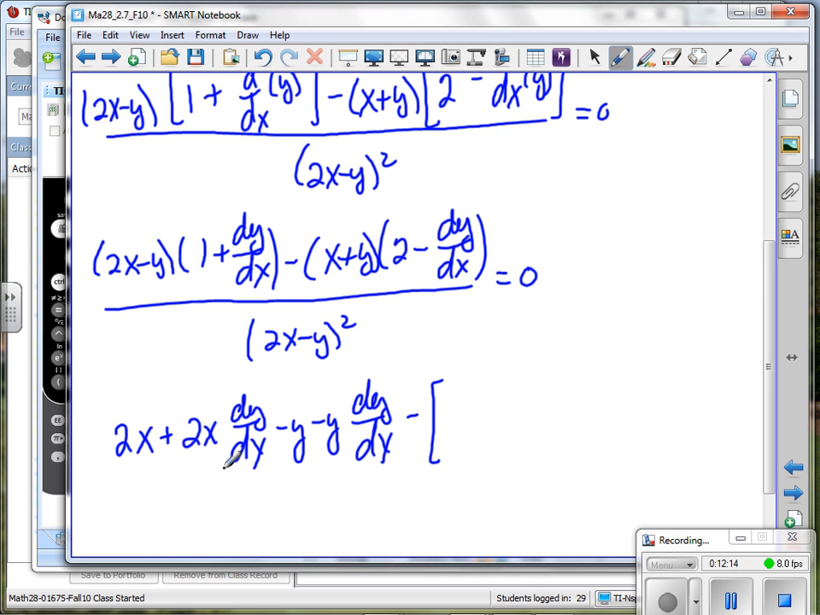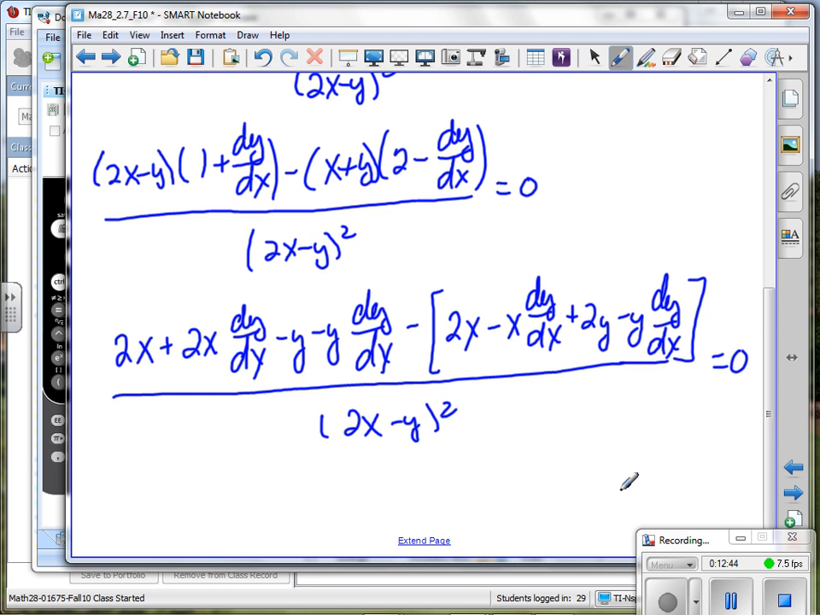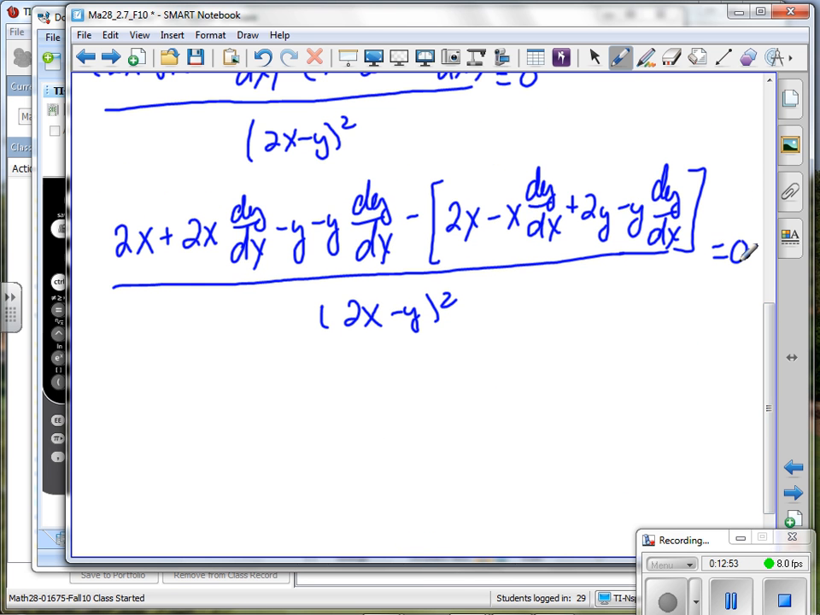Minus, I'm going to put this in brackets here just to make sure that I don't lose anything. First terms would be 2x. Outside would be negative x dy dx. Inside, 2y, and last term to be negative y dy dx. All of that divided by this, set equal to 0. Again, I'm trying to solve for dy dx. Believe it or not, I think we're going to get there.